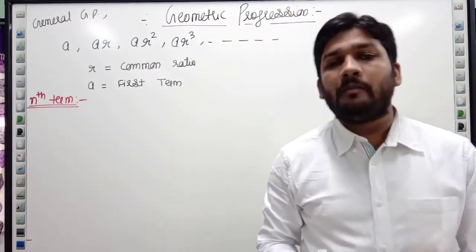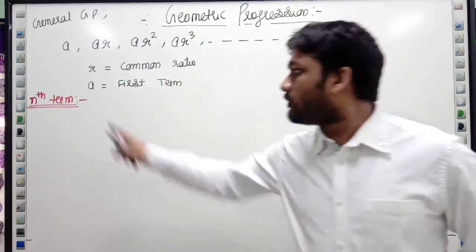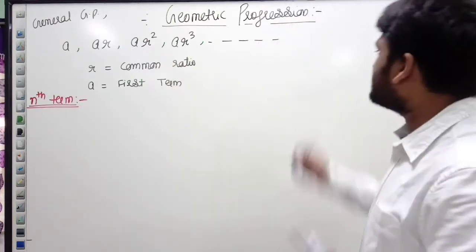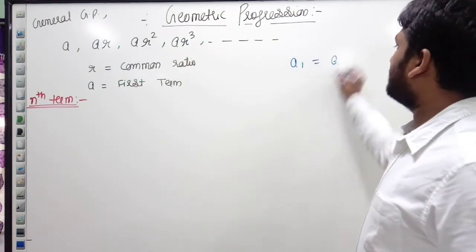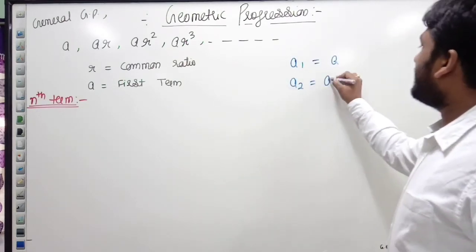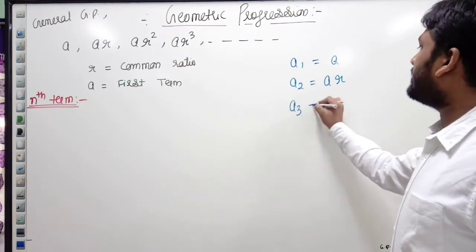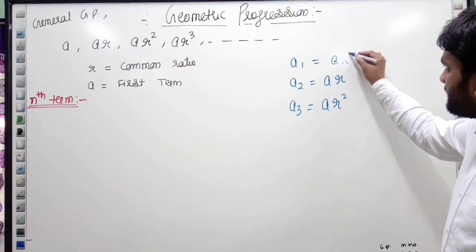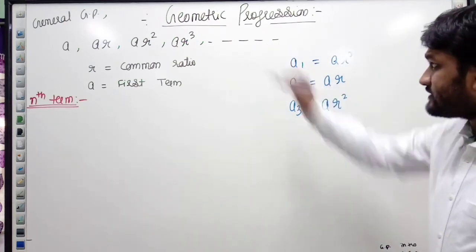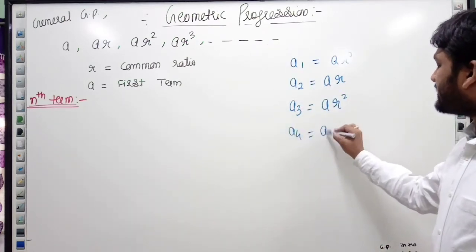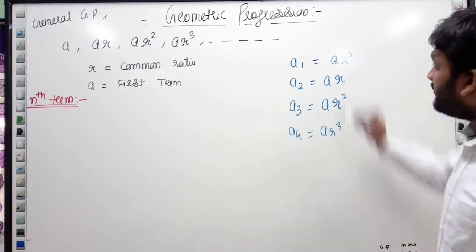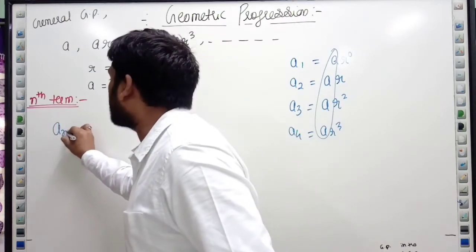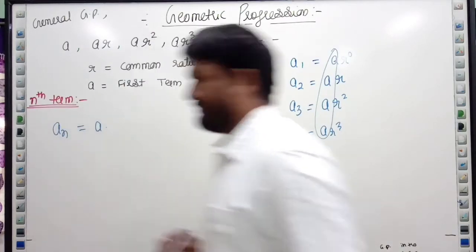Now we'll talk about the formulas of GP. The first formula is the nth term of a GP. Let's observe here. What is the first term of a GP? It is A. Second term AR. Third term AR square. Can I write the first term as AR to the power 0? What is the fourth term? AR to the power 3. Now in every term we have A, so in the nth term also we will have A.